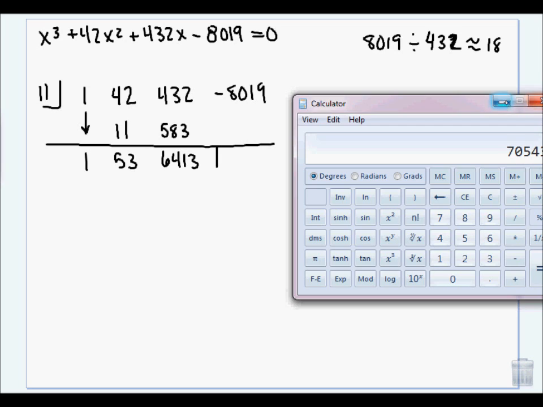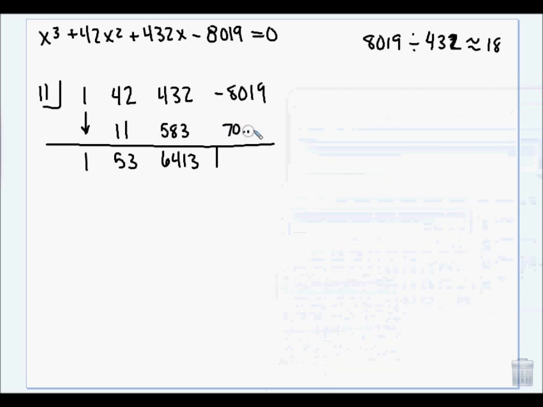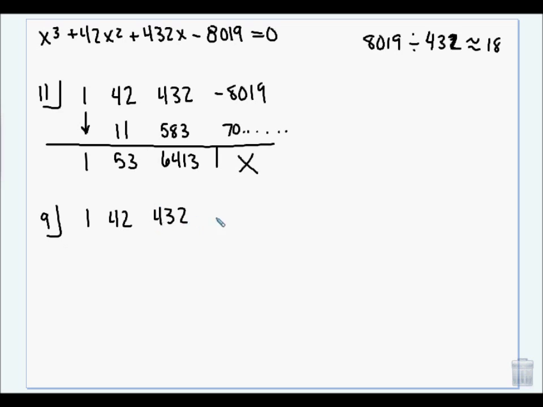$70,000. Not zero. Okay, so I'm gonna go down. I did 11, so I'm gonna try 9 now. Does that make sense though? Like I'm, you know, trying to narrow this down so that I'm not sitting here multiplying every single thing.